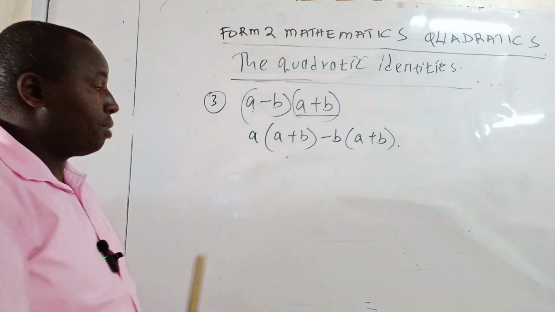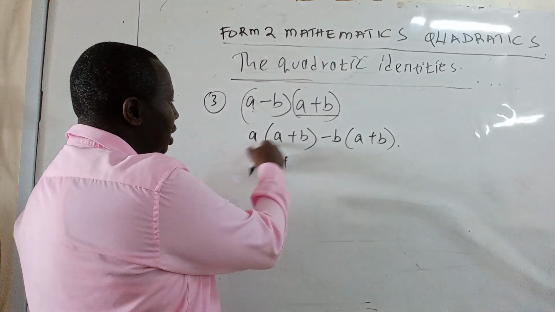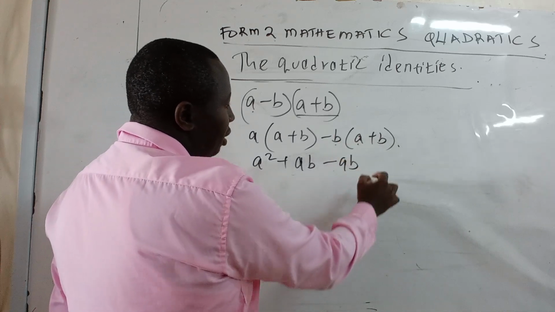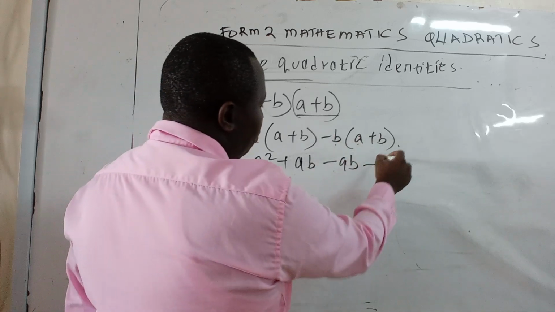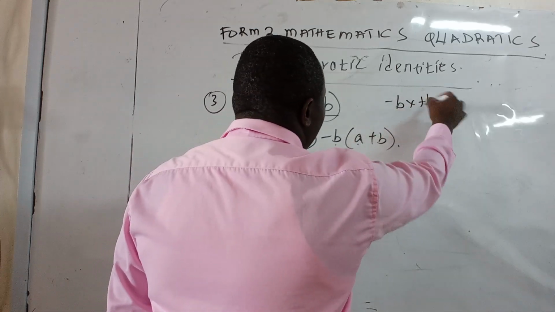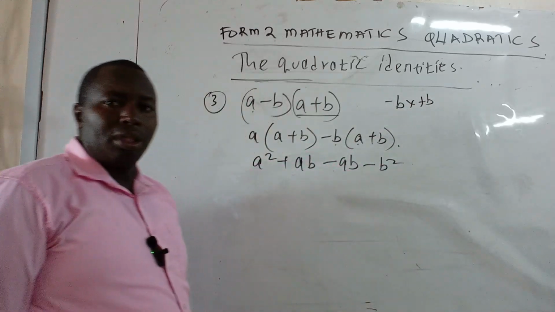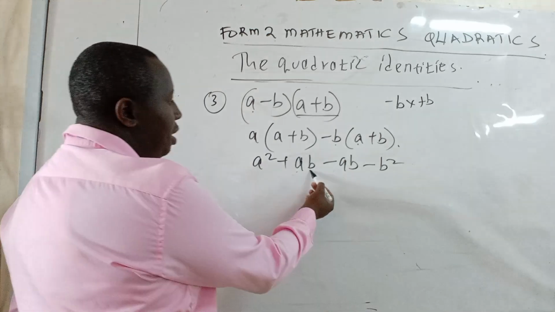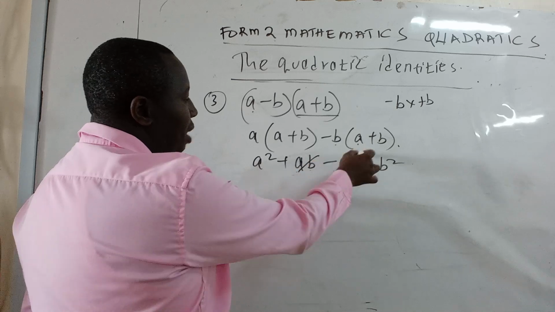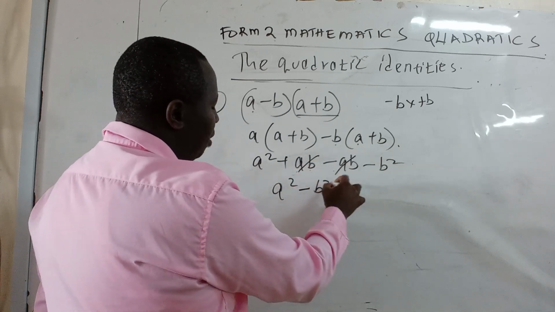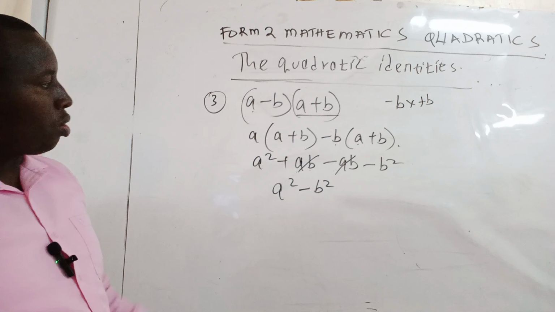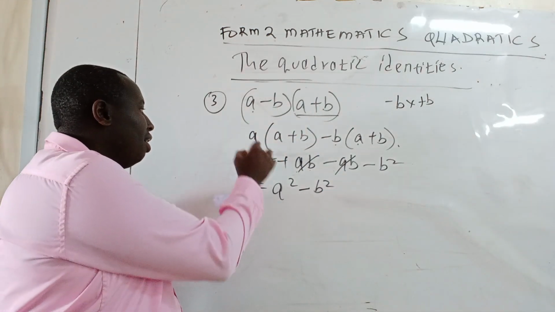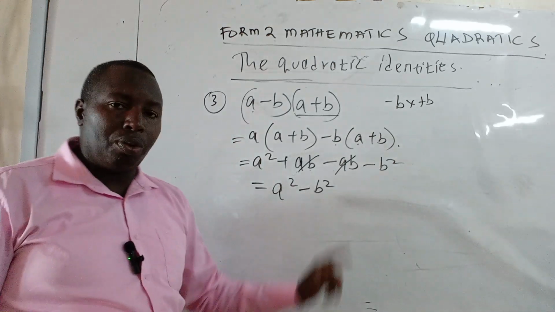A times A becomes A squared, plus A times B, that is AB, minus B times A, that is AB. And then there's a minus B times plus B, that's minus B squared. So AB minus AB becomes 0, and you are left with A squared minus B squared. So when you expand A minus B, A plus B, the end result should be A squared minus B squared.